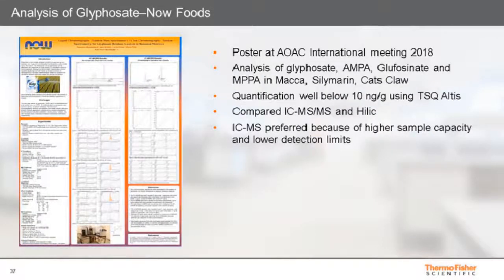The ion chromatography mass spectrometry approach is also being used successfully in commercial laboratories. For example, Now Foods presented a poster at AOAC 2018 which documented the analysis of glyphosate, AMPA, glufosinate, and MPPA in botanical samples such as maca, silymarin, and cat's claw. Limits of quantification were well below 10 nanogram per gram, and the system is performing well after almost 1 year. Now Foods compared HILIC with IC and found that the ion chromatography provided lower detection limits, which was an important factor for monitoring their raw ingredients.